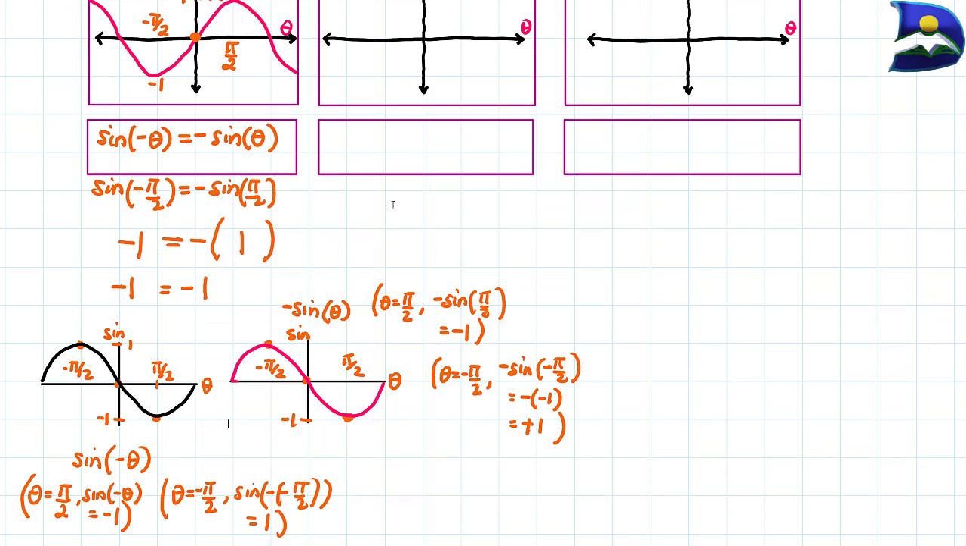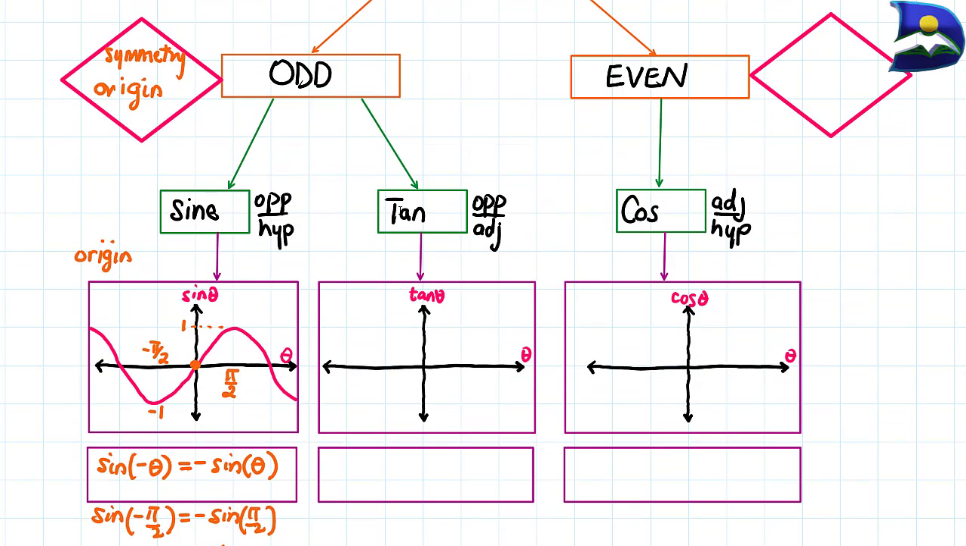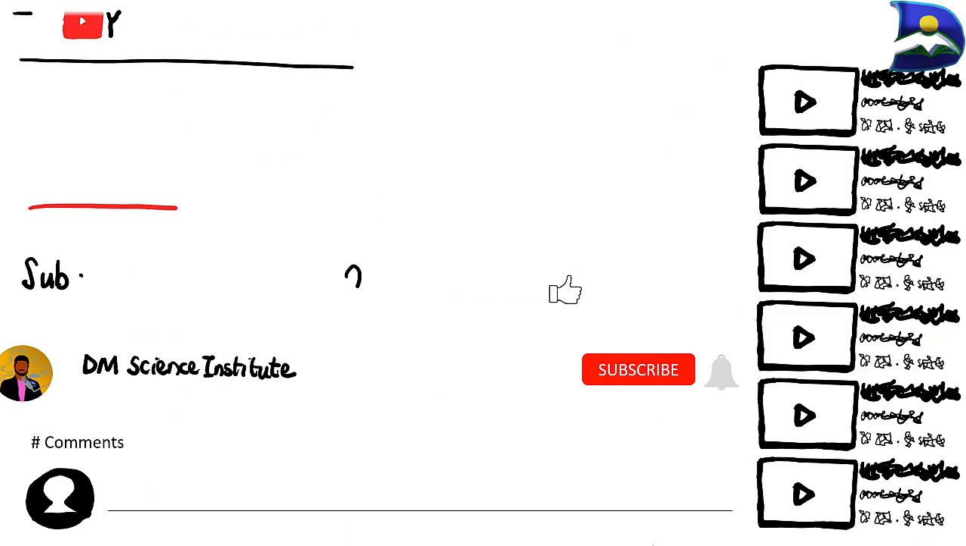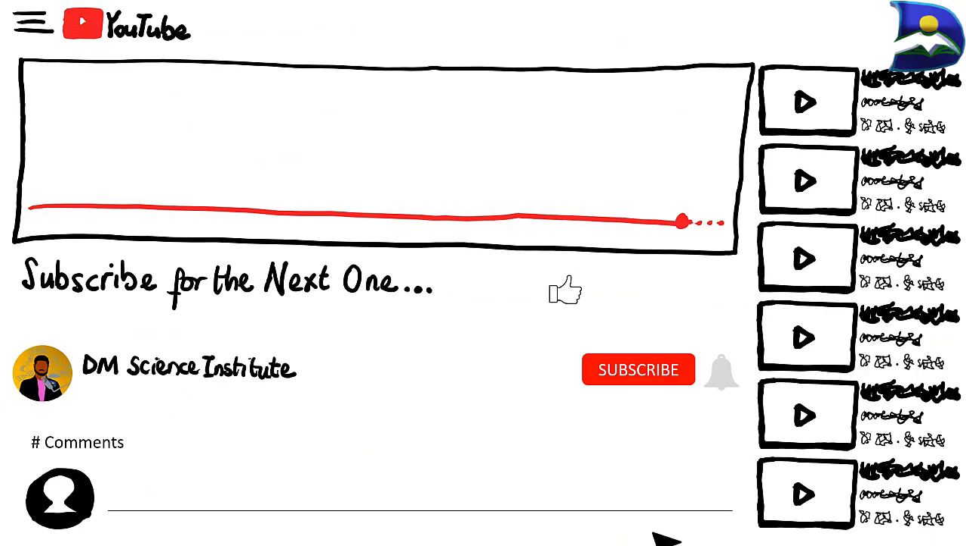On our next video, we're going to be looking at our tan and see how that is reflected on the odd symmetry, while on the other video we'll be looking at cosine and how it is proven to be even symmetry. See you on the next one.